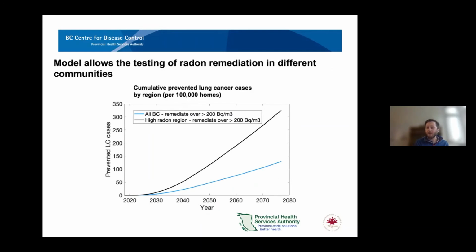We can switch that around a little bit too, and we can look at the effects in different communities, different radon distributions. So now what you're looking at in blue is what happens if we follow the Health Canada guidance across all BC. How many lung cancer cases are averted over 60 years? And we can look at what would happen in a high radon region. So instead of all BC, something like you might see in the interior, for example, the same guidance. Because of the higher risk in that community, you can really see the difference in preventing 2 or 3 times as many cases of lung cancer.